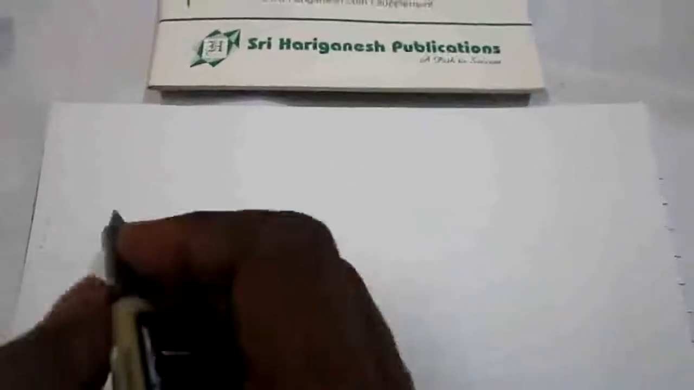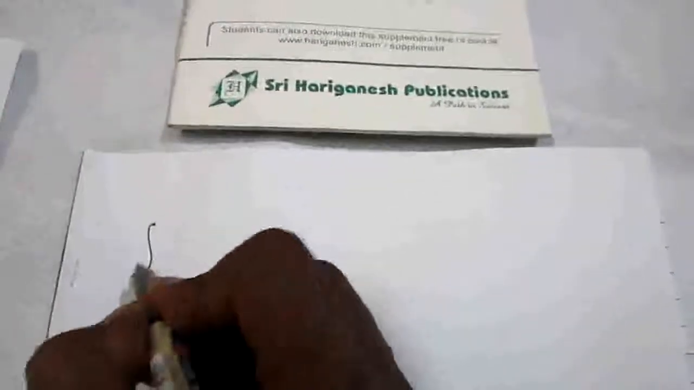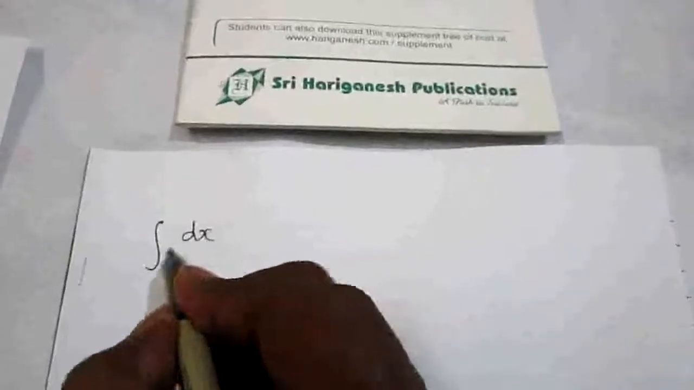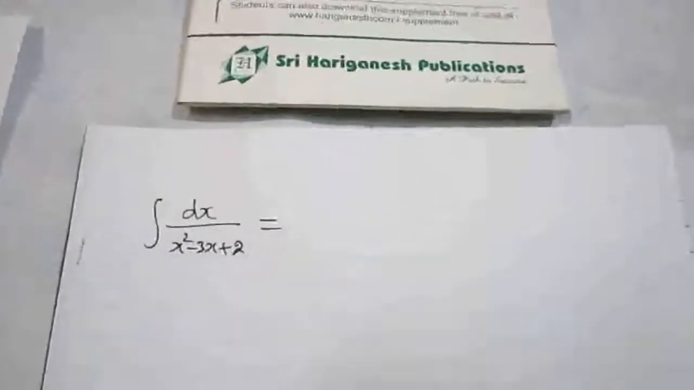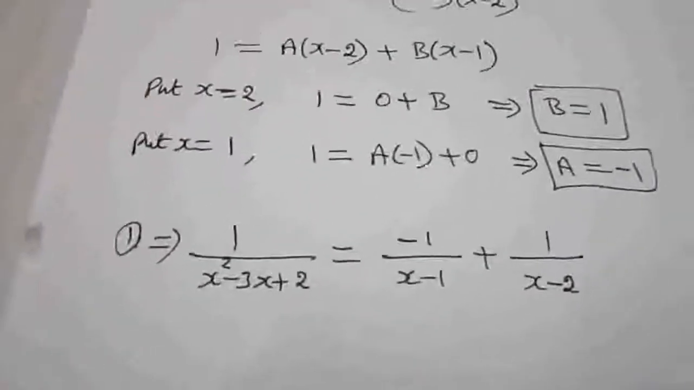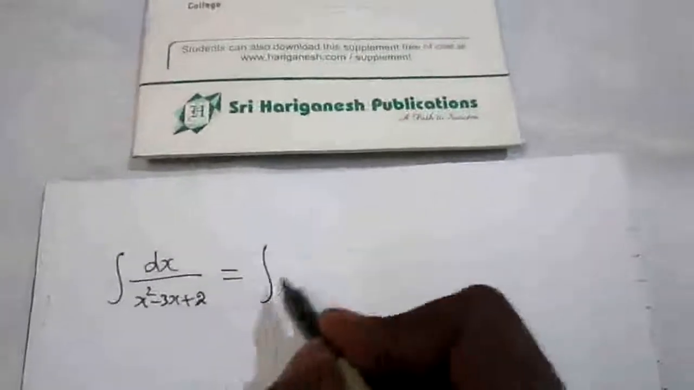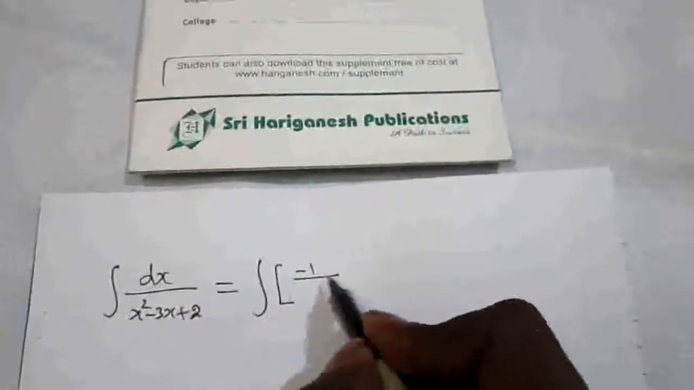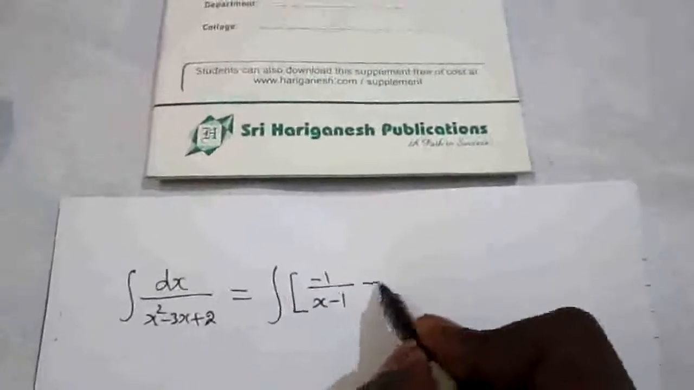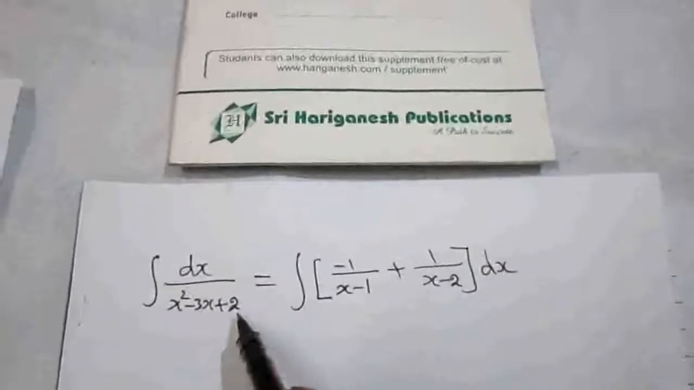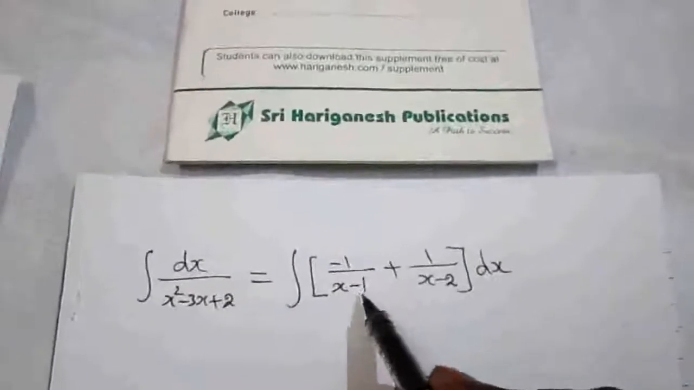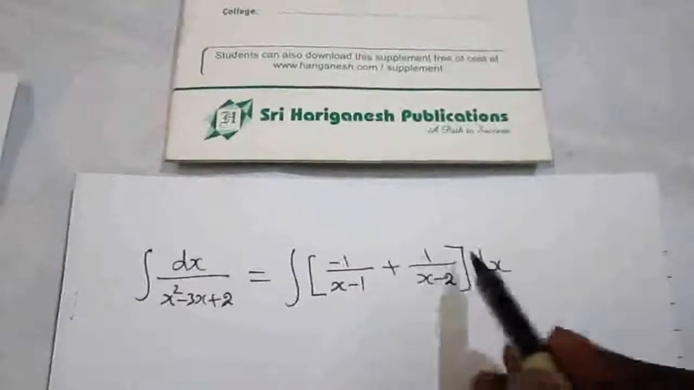Now the given integral dx by x square minus 3x plus 2 is equal to, already we found the partial fraction. The term is equivalent to this. Therefore this term can be written as integral minus 1 by x minus 1 plus 1 by x minus 2 into dx. This term 1 by x square minus 3x plus 2 can be written as minus 1 by x minus 1 plus 1 by x minus 2 into dx.